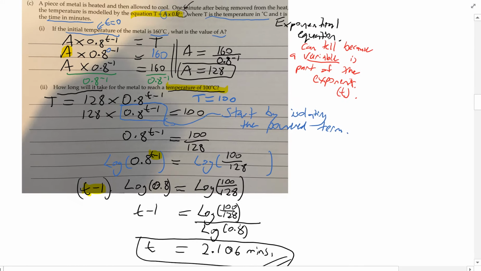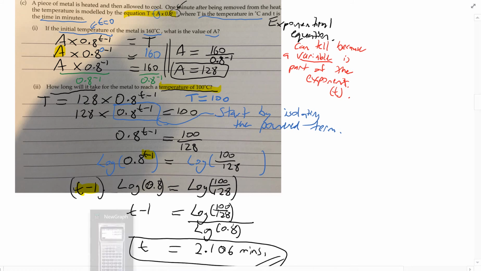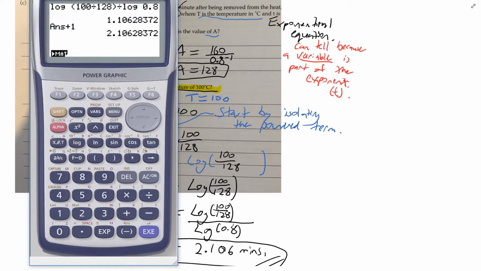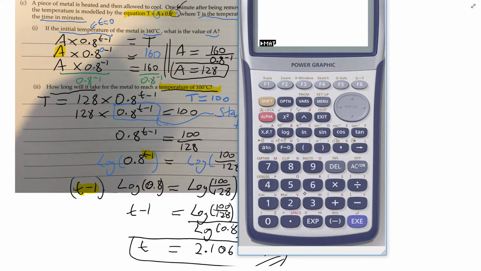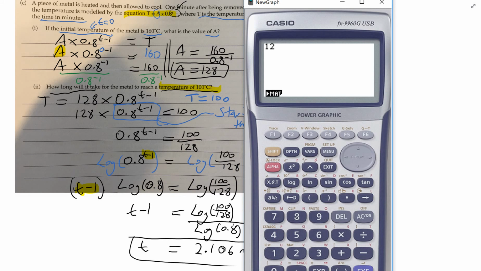And one way of testing that is to actually sub 2.106 into the equation and see if it gives us the answer of 100 degrees Celsius. So I'm going to do that. I'm going to take the original equation, which was 128 times 0.8 to the power of t minus 1. So 2.106 minus 1, brackets, and see if that gives me 100, and it does, and the difference will just be rounding. So that means I know I'm correct.